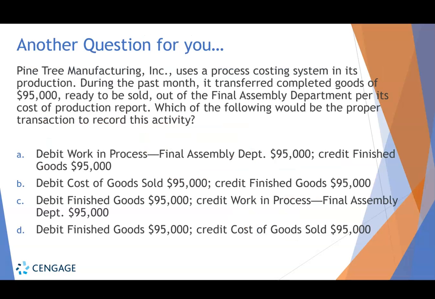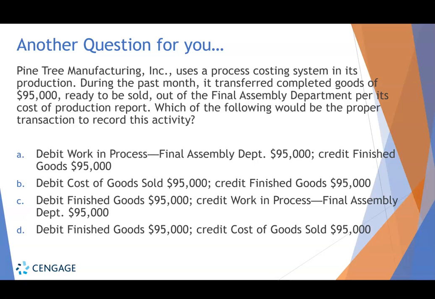Let's look at another question here. Pine tree manufacturing uses a process costing system in its production. During the past month, it transferred completed goods of $95,000 ready to be sold out of the final assembly department per its cost of production report. Which of the following would be the proper transaction to record this situation?